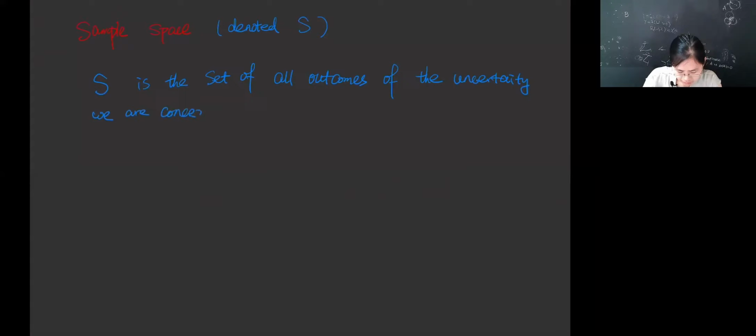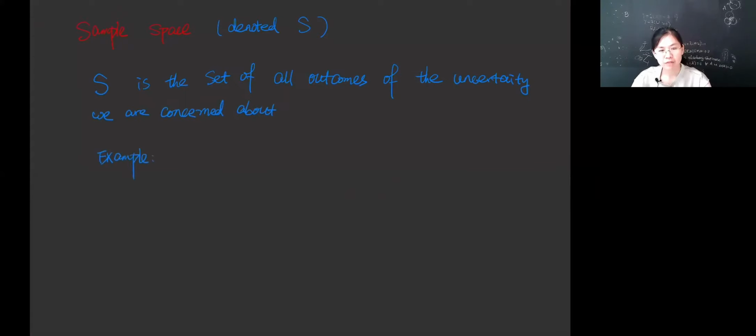We start with the basic building block of probability theory. The first building block is sample space. What's the sample space? The sample space is a set, and it is the set of all the possible outcomes of the uncertainty that you are concerned about. Typically, we denote the sample space by S. S is the set of all outcomes of the uncertainty we are concerned about.